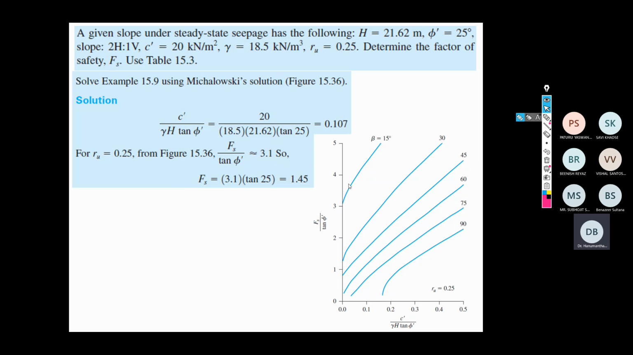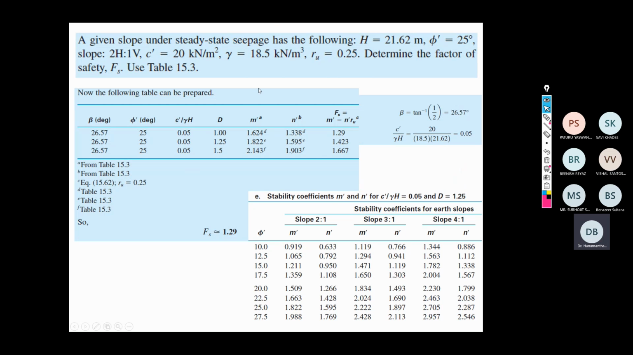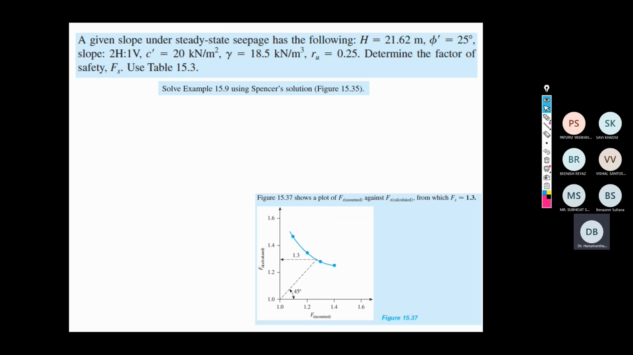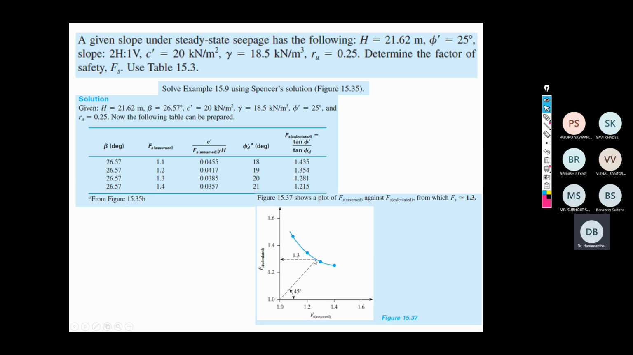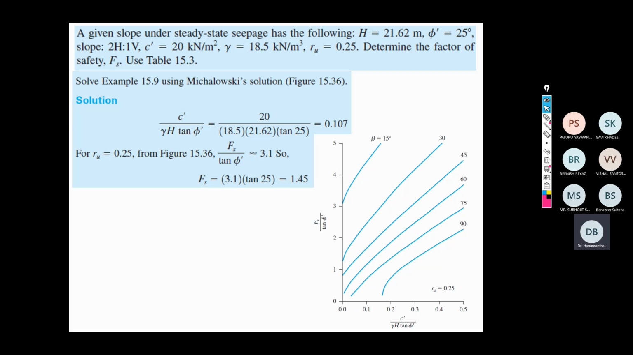Now let us recall the values of the factor of safety determined from the three different methods. The first method, Bishop and Morgenstern, gives 1.29. As for the Spencer method, it is 1.3. While for Mikulovsky, it is 1.45. So the Spencer and Morgenstern methods are almost equal, 1.29 and 1.3, while the Mikulovsky method has given a slightly higher value of 1.45.